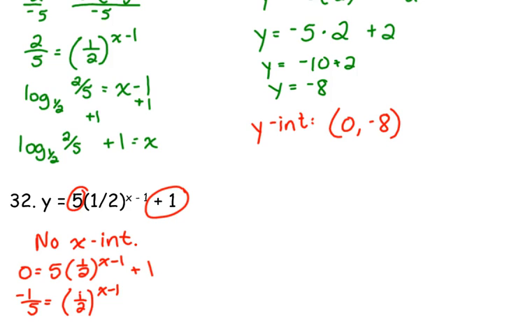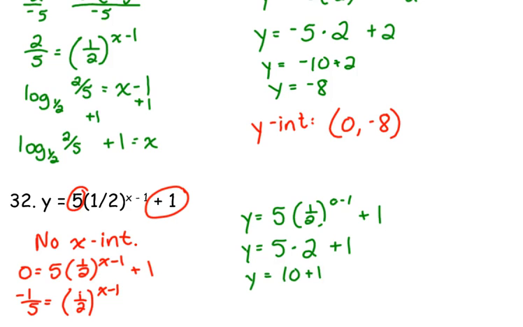Now, we do have a y-intercept. We always have a y-intercept with these exponential functions. So plug in 0. Same deal here. We have 1/2 to the negative 1 power. That's positive 2. So this time it's 10 plus 1, positive 11. So our y-intercept is (0, 11). Excuse me, (0, 11) is our y-intercept.